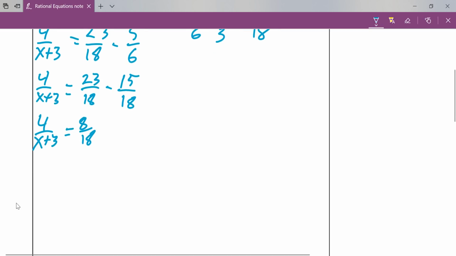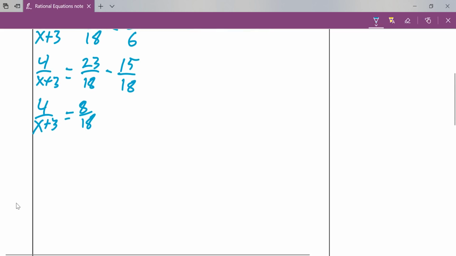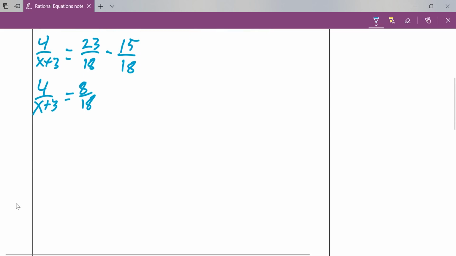And now these are both even numbers. So 8 is an even number and 18 is an even number. So we can divide this whole thing by 2 and get 4 over x plus 3 is equal to 4 over 9. And now we have one fraction on one side and one on the other side of the equal sign. And when we have two fractions equal to each other, what we can do is cross multiply.